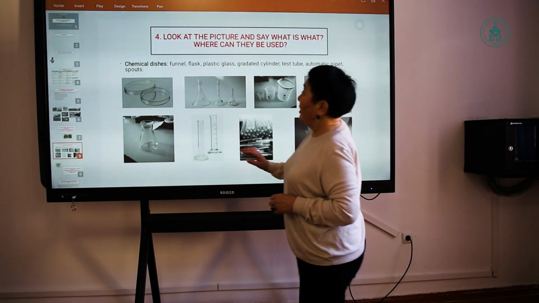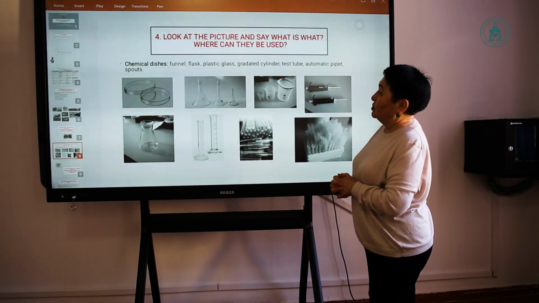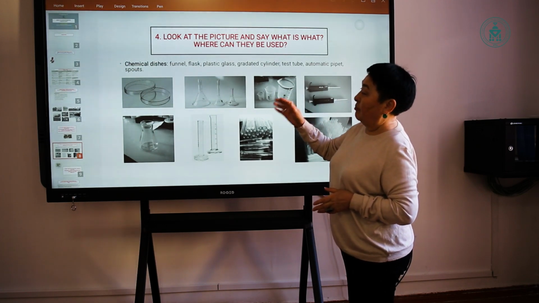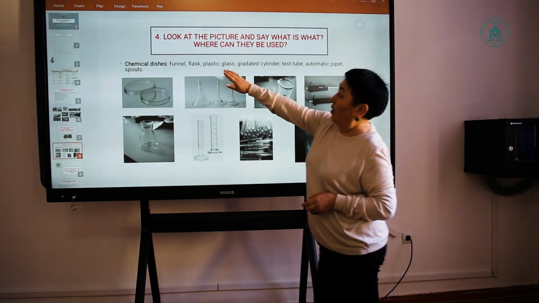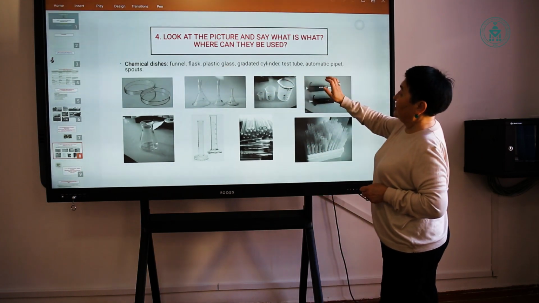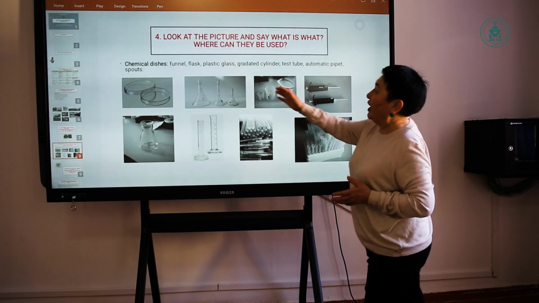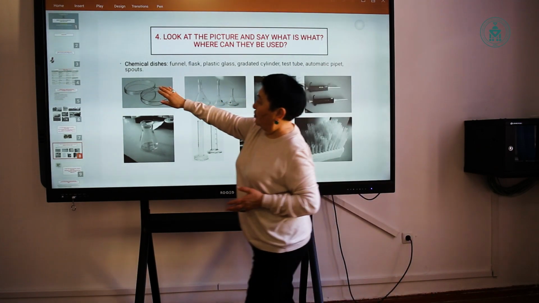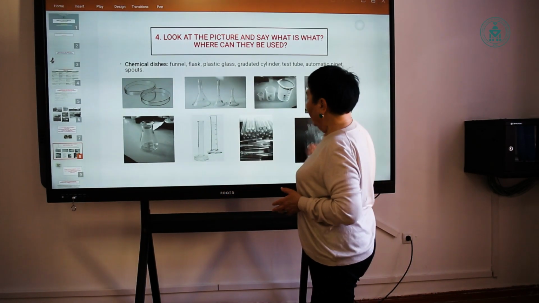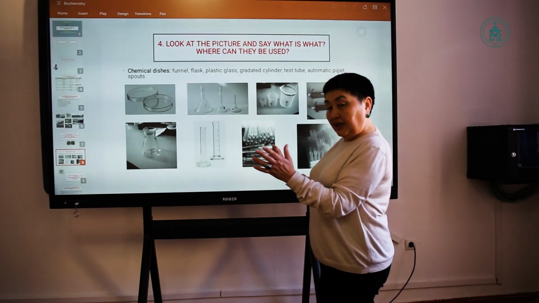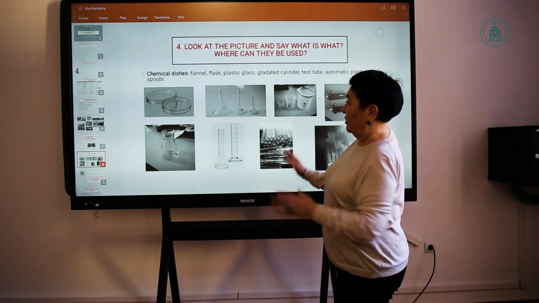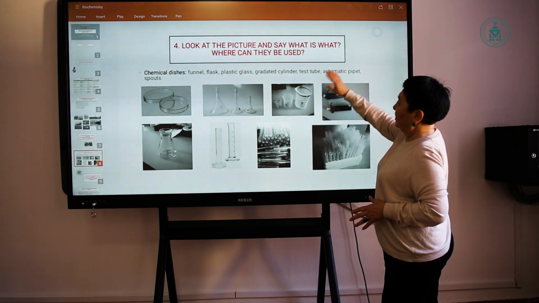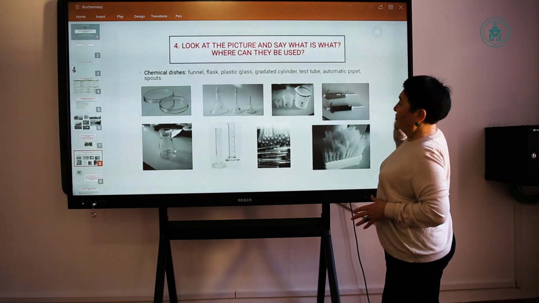So, as for this exercise, the task is rather different, but it's very important. Look at the picture and say what is what. Where can they be used? For example, chemical dishes. All of them we call in general chemical dishes: flask, plastic glass, graduated cylinder, test tube, automatic pipette.